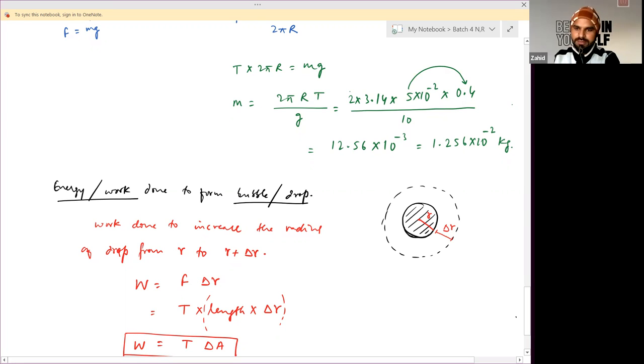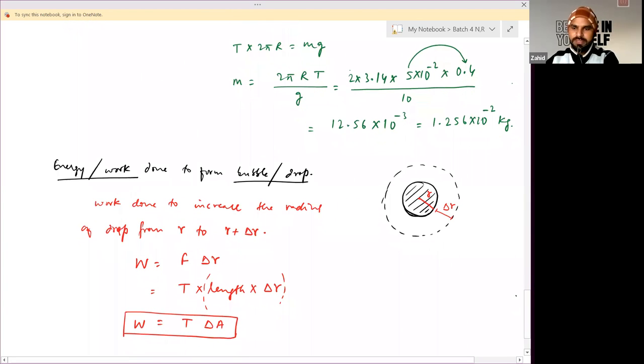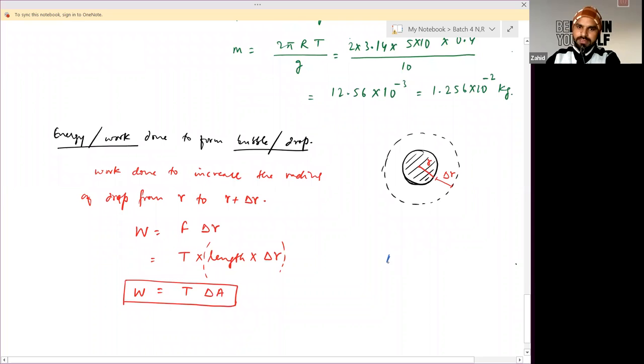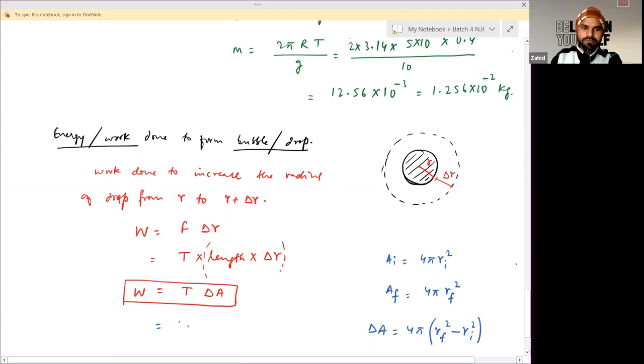Now, if you put the value of change in surface area from this part, in case of drop, initial area will be just 4 pi r square, having initial radius r initial, and for final area, it will be 4 pi r final square. So change in surface area will be 4 pi times r final square minus r initial square. Just put these values in this part. You will get 4 pi times surface tension into r final square minus r initial square equals net work done.